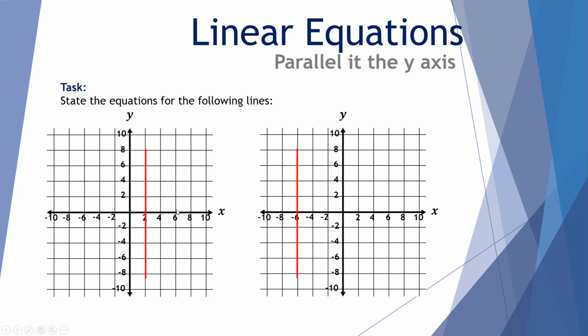The second task is to state the equations for these two vertical lines. This is just the opposite of our previous example. Here, we have a line on the left-hand side that's parallel to the y-axis. So it represents an equation not of y equals something, but rather x equals, and it crosses at the point 2. So this first equation is x equals 2. On the right-hand side, we have another line parallel to the y-axis, and it crosses the x-axis at minus 6. So this equation is x equals minus 6. In both cases, we have a line that is completely vertical. This gradient is classified as undefined.